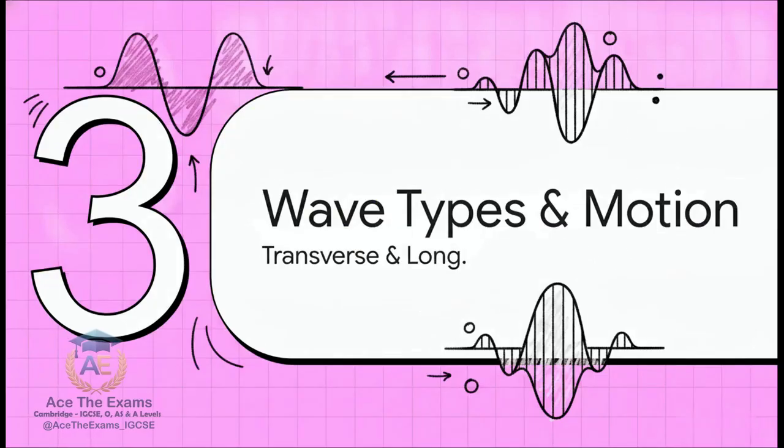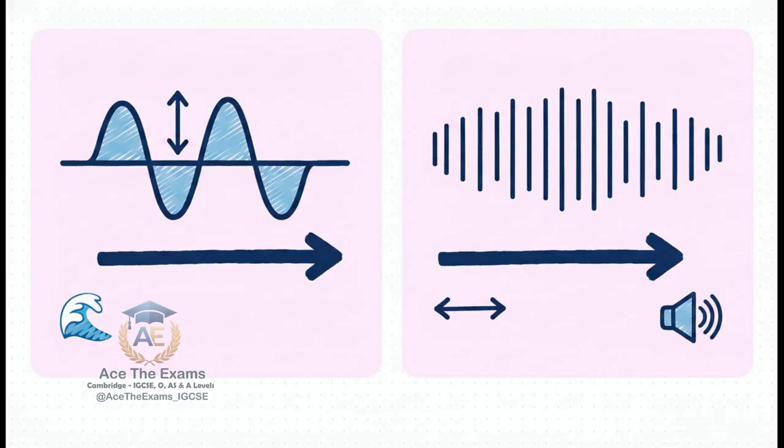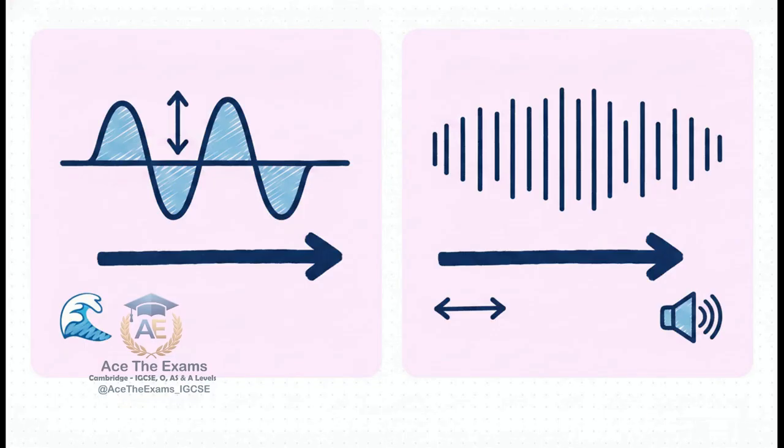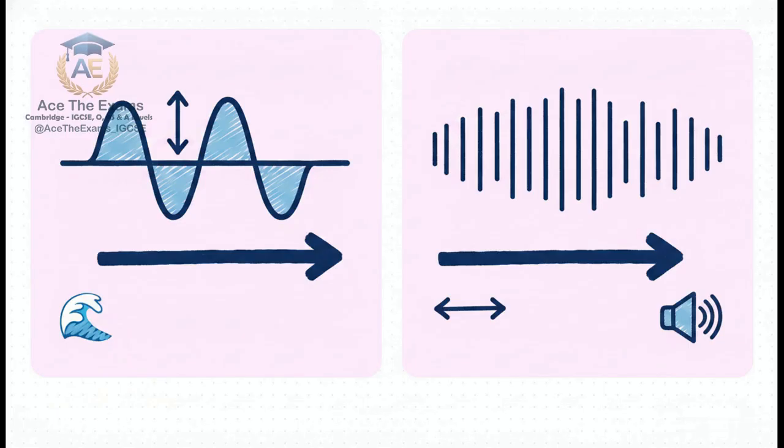All right, Section 3, Wave Types and Motion. So we know energy is moving, but what are the particles actually doing physically as the energy passes through the medium? Well, there is a fundamental split here. On one side, we have transverse waves. Think of water ripples on a pond or light. In these, the particles oscillate at right angles, meaning perpendicularly, to the direction of the energy transfer.